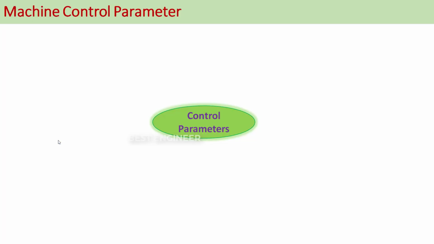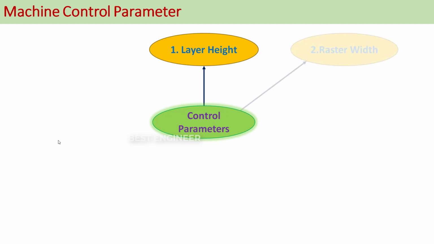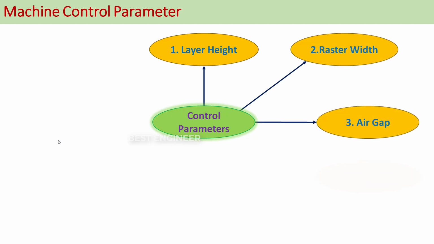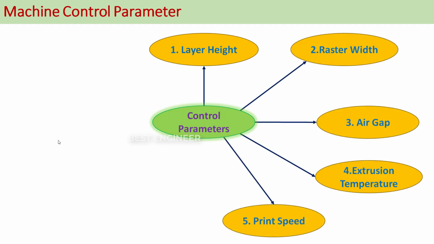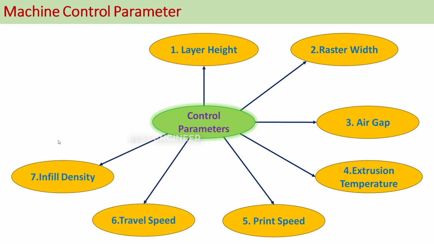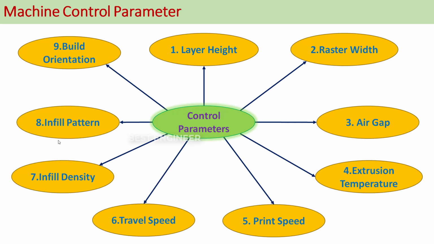Let's see the control parameters: layer height, raster width, air gap, extrusion temperature, print speed, travel speed, infill density, infill pattern, and build orientation. These are the 9 important parameters which affect the quality and the strength of an additive manufactured component.